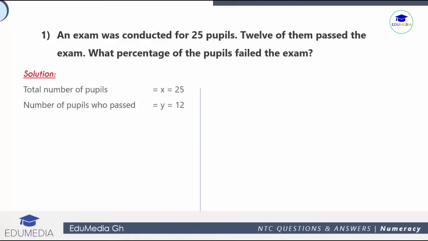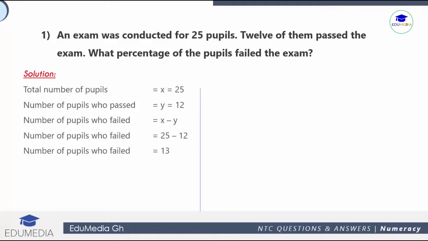Now with this, the number of pupils who failed is going to be x minus y. Note that I'm using x to denote the total number of pupils in the class, and y to denote the number of people who passed the examination. So x minus y should give us 25 minus 12, and that is 13. So the total number of pupils that failed the examination is 13.